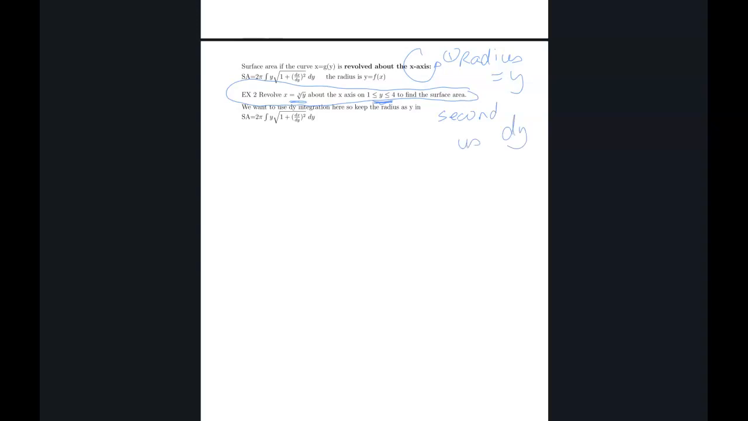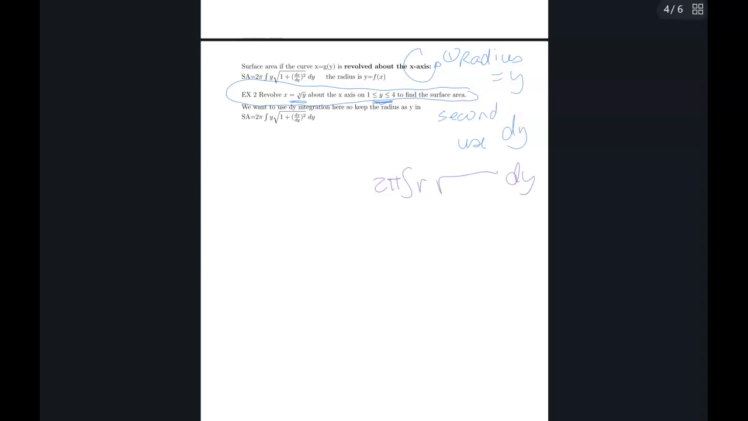Here is another typical problem you'd see. It says revolve about the x-axis. So right away, the first thing you want to identify is that the radius is y. Look at the information given: it's given to you in terms of y. So the second thing is to say, I know I need to use dy. Surface area is 2 pi radius times the arc length, and we're going to use dy.